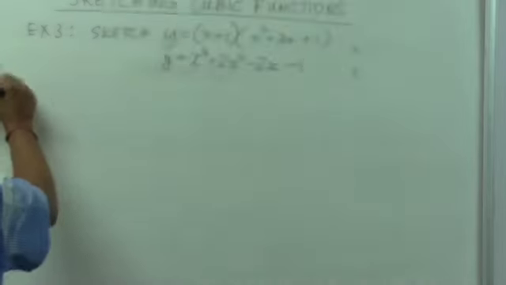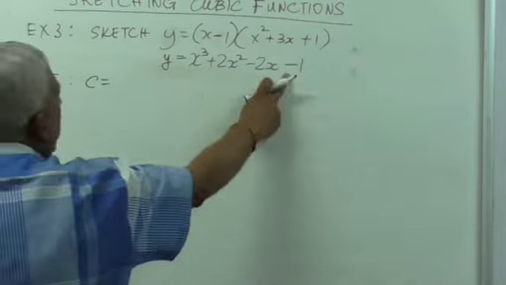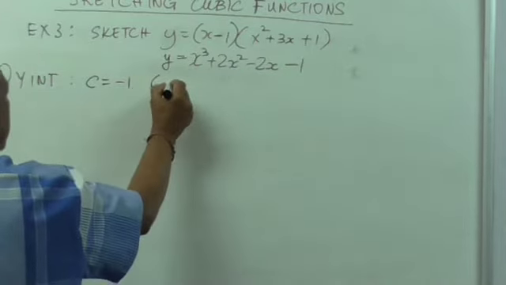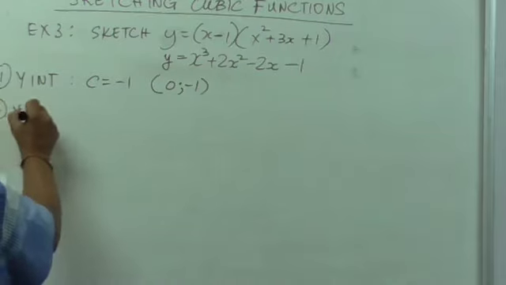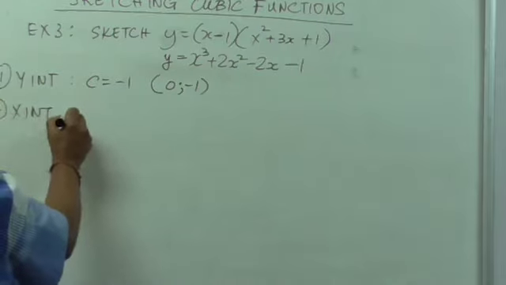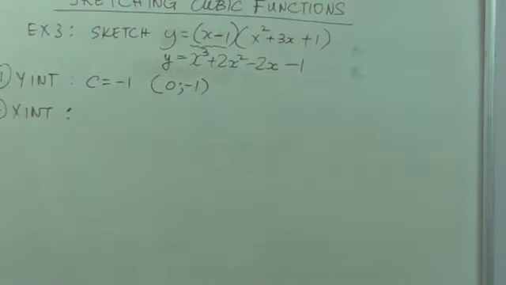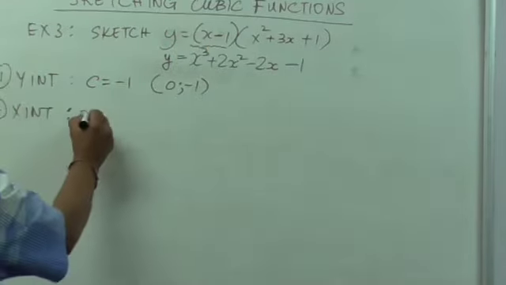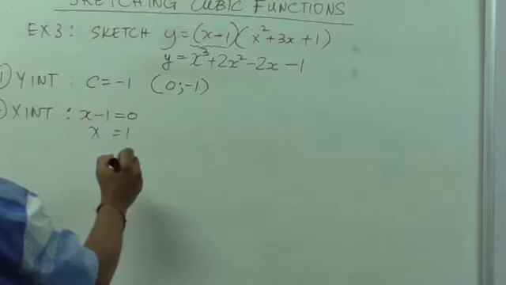Now let's see, number 1. The y-intercept, clearly it is negative 1. Or in an ordered pair, it is (0, minus 1). Number 2, the x-intercepts. Well, this time they did us a favor. This part they already worked out for us. So it is x minus 1 is equal to 0, x is equal to 1.